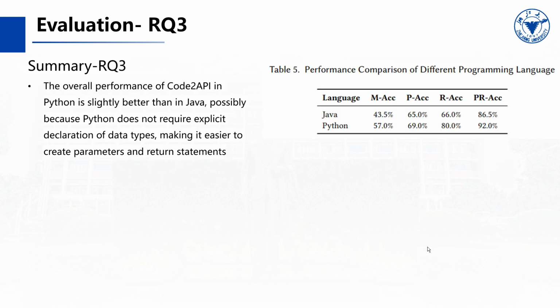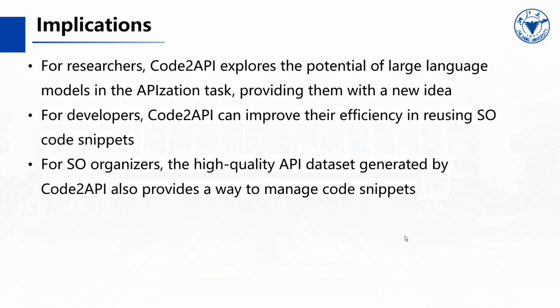In RQ3, we evaluated the performance of Code2API on a Python dataset, and the results show that Code2API performs slightly better on Python than on Java. The possible reason is that Python does not require explicit declaration of data types, making it easier to create parameters and return statements.